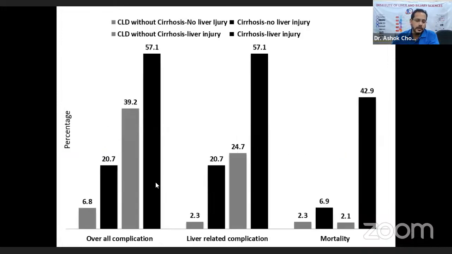And here you can see, we did a comparison for CLD without cirrhosis, with or without liver injury, and cirrhosis, with liver injury or no liver injury. So these are the 4 groups. Overall complication is highest in the presence of cirrhosis with liver injury. Liver-related complications are also high in case of cirrhosis with liver injury, and mortality is sharply increased in cirrhosis with liver injury.